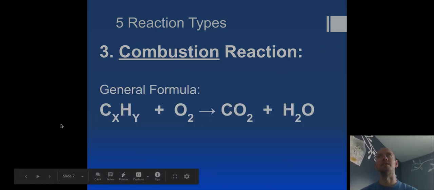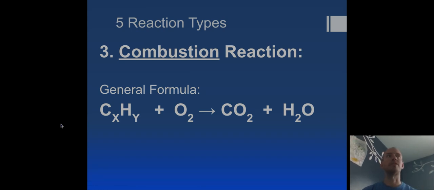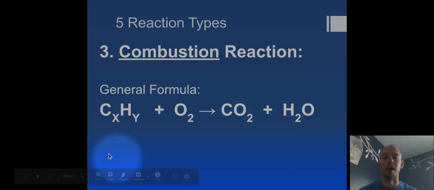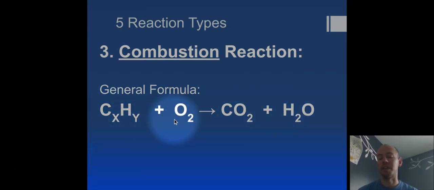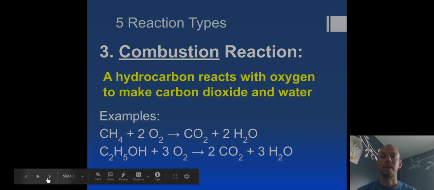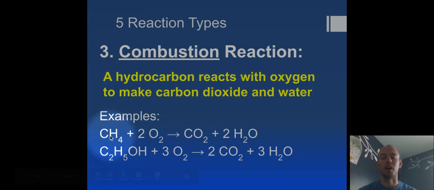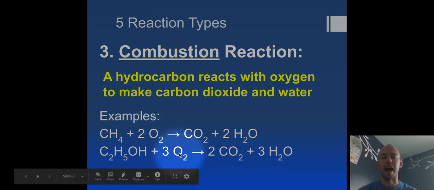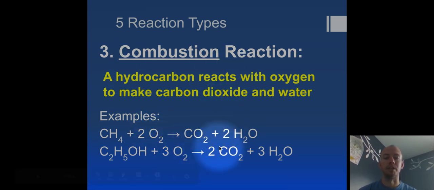A combustion reaction is a little bit more specific than this. Synthesis, decomposition, single and double replacement can be combinations of almost any element on the periodic table. But the combustions we're going to look at just have 3 elements in them: carbon, hydrogen, and oxygen, and they always make the same 2 products, carbon dioxide and water. So if you see CO2 and H2O as your products with carbon and hydrogen on your left side, that's a combustion. A hydrocarbon, which is a generic term for anything made of carbon and hydrogen, reacts with oxygen. It's always the oxygen in the air, so it's O2. It makes CO2 and H2O.